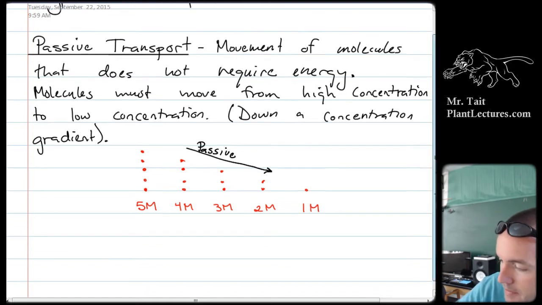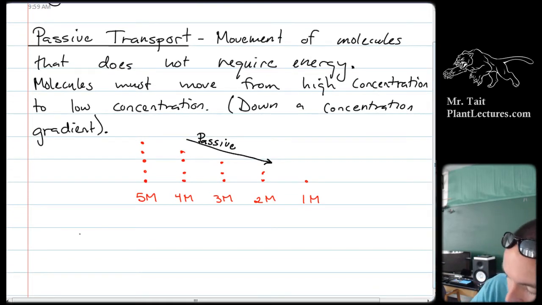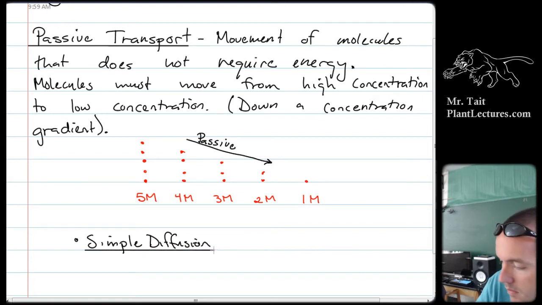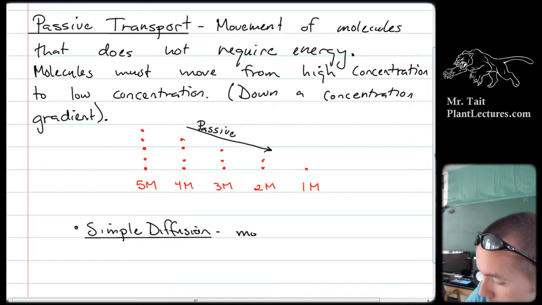Now there's 3 types of passive transport that we're going to look at. The first one is called simple diffusion. Simple diffusion means that molecules are going to go from an area of high concentration to low concentration, and they're going to do that because they are permeable to whatever substrate they're in.